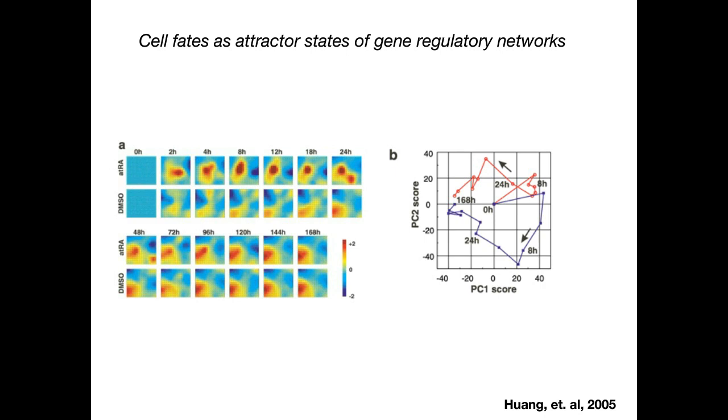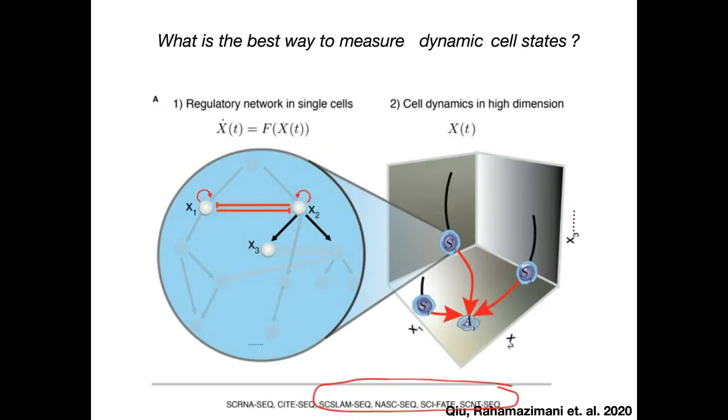Of course, this kind of research was done almost 20 years ago. Nowadays, we can definitely do much better. But what is the best way to measure the dynamic cell state? Recently, in a paper published with Jonathan Weissman, we show that the best way to measure the dynamic cell state is using some metabolic labeling based approach, like the single cell nascent-seq, scNT-seq, and so on.